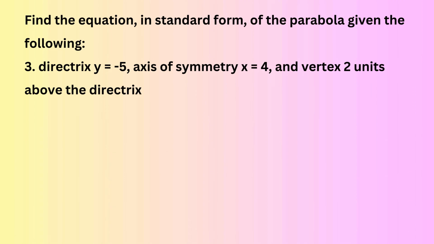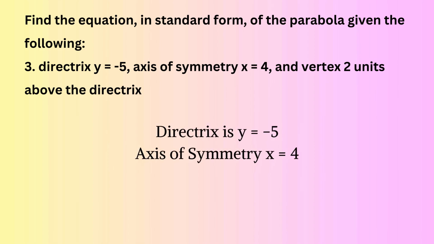For the third given, we don't have the vertex. But we have directrix at y equals -5, axis of symmetry at x equals 4, and vertex that is 2 units above the directrix. These two given tell us the orientation of our parabola.